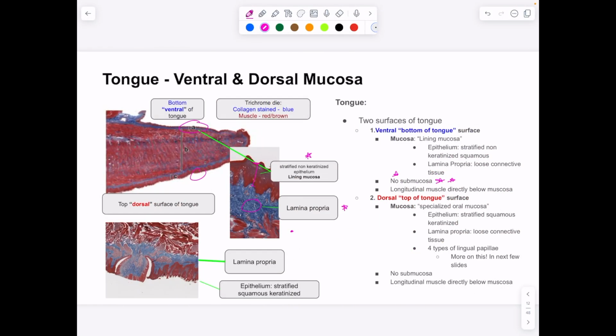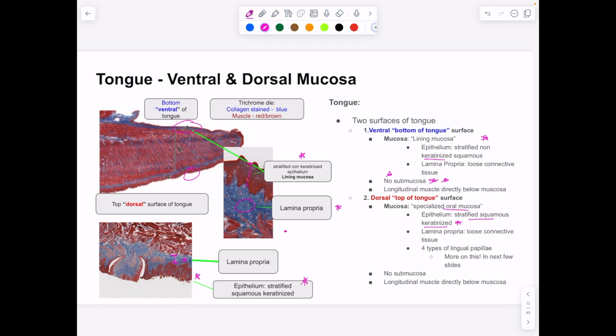Then on the dorsal side, we have the specialized oral mucosa. It's stratified squamous keratinized, and it does have lamina propria underneath, a very thin layer, right? You can see it here, this blue collagen layer. But it's stratified squamous keratinized, versus the bottom, which is stratified squamous non-keratinized. So keratinized on the roof of your tongue kind of makes sense, right? Because that's experiencing a lot of friction. And then on the bottom, you have non-keratinized.